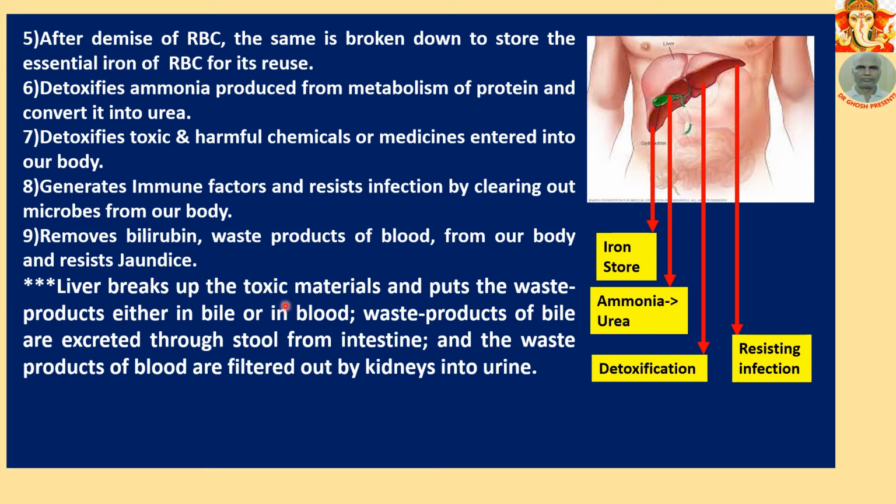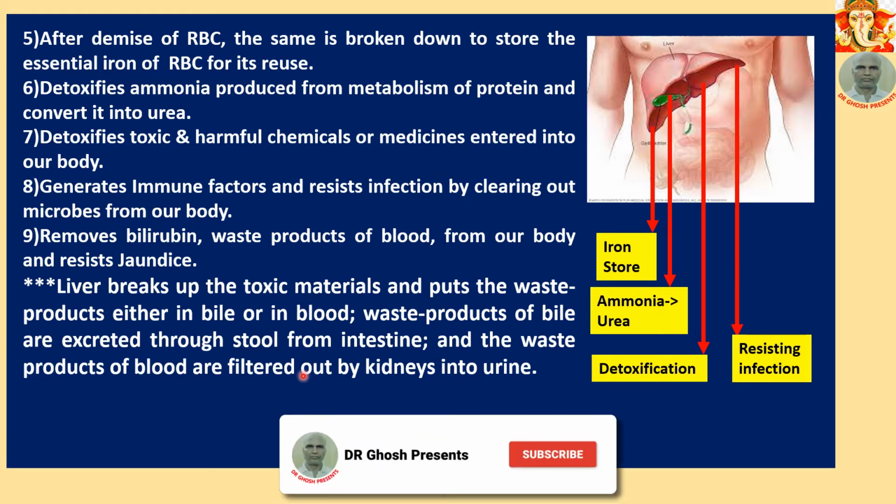The liver breaks up the toxic materials and puts the waste product either in bile or in blood. Waste products in bile are excreted through stool from the intestine, and the waste products of blood are filtered out by the kidney. One is directly through stool, in the intestine, the other through the kidney, that is through blood.